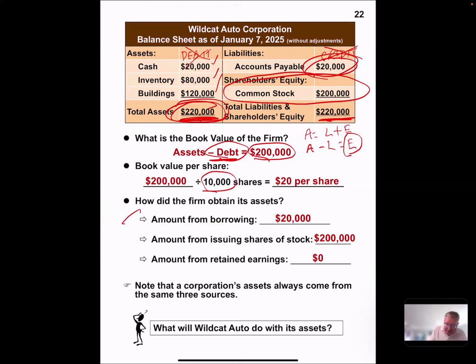So these are the same 3 sources. Debt, represented by liabilities, and equity, represented by the paid-in capital, referred to as common stock for now, and retained earnings. So again, always from the same 3 sources, right? Now the big question is going to be, all right, well, how do we start getting some retained earnings? What are we going to do with these assets? We've got these cars sitting here. What are they going to do with them, right? So I'll have to keep you in suspense. Keep reading on to find out what happens.